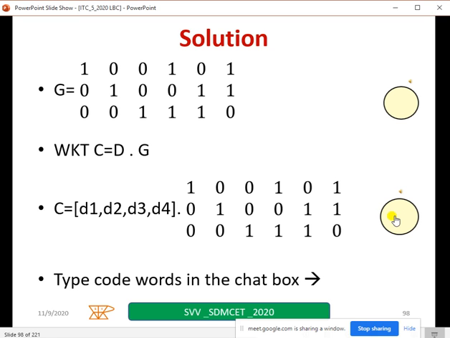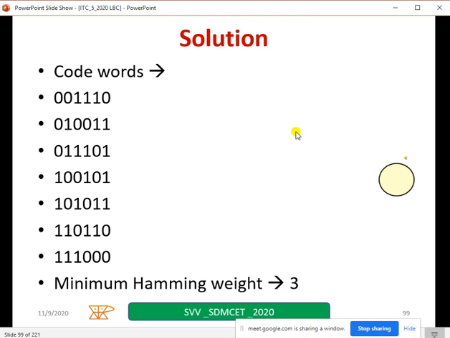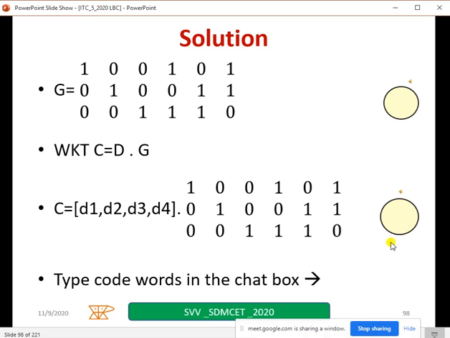Let me wait for a few more seconds, then I'll go to the next. Geeta has typed 1, 2, 3, 4, starting from 100 up to 111. In the beginning she might have typed other things, but all she has typed are code words. Thank you, Geeta. And let me go to the next, okay. I'll wait for a few more seconds. Shivani has typed all the code words. Thank you, Shivani.